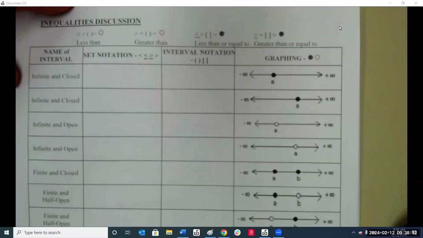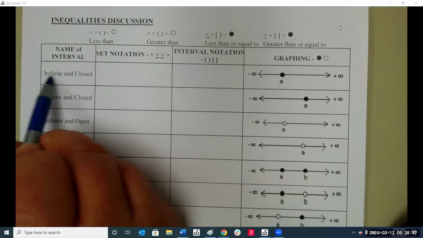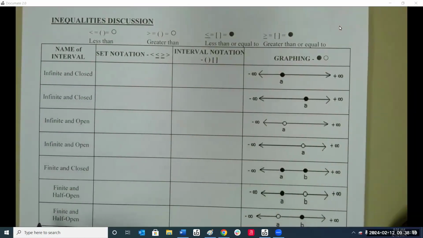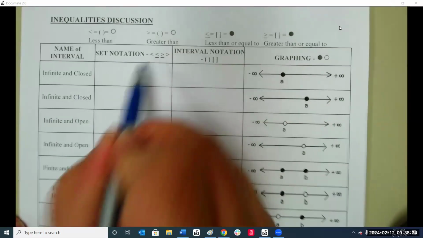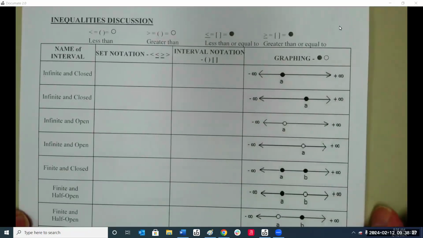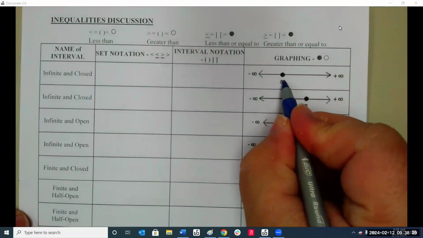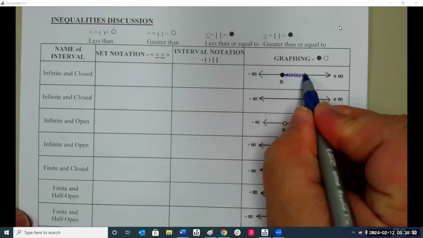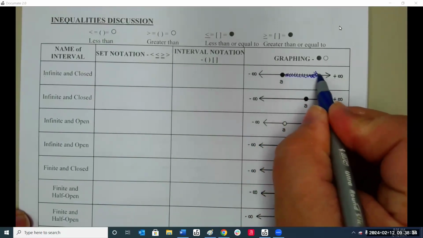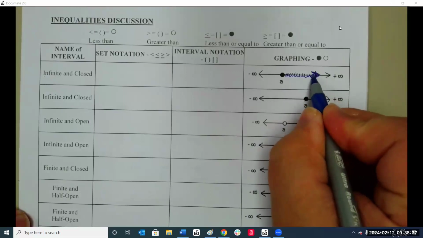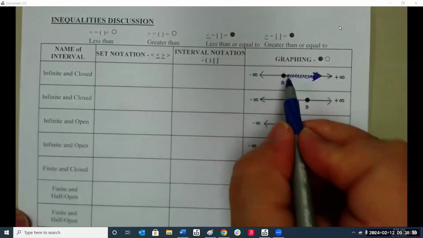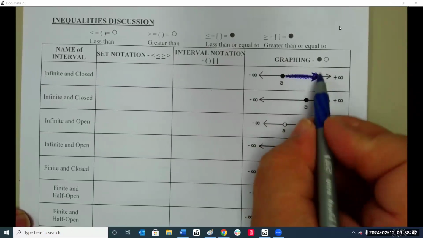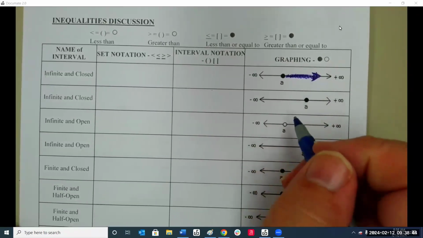Okay, let's start. The first sheet. These are called infinite and closed intervals. Let's first look at this picture. I start at the number A, and I'm going this way. You notice I shade that part, and I put an arrow, which tells me where those numbers are going.